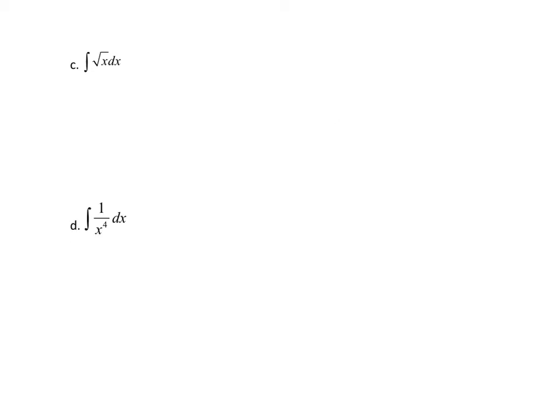A couple other unique examples. The square root of x. What are we going to do with that? Well, we're actually going to use this one again: the antiderivative of x to the n dx equals 1 over n plus 1 times x to the n plus 1, plus c. And we're going to rewrite this antiderivative as x.